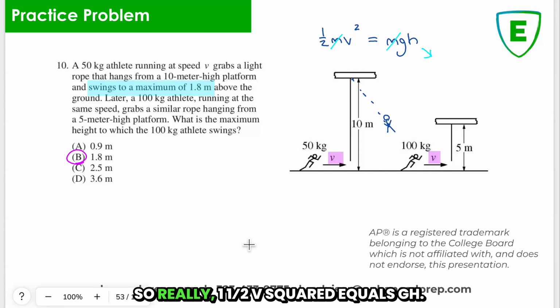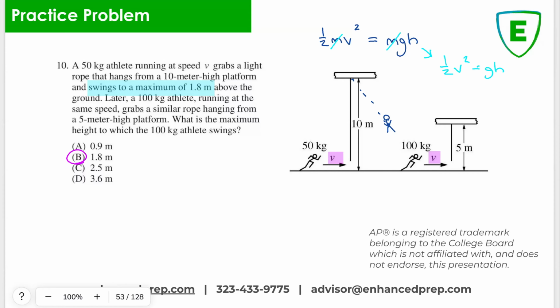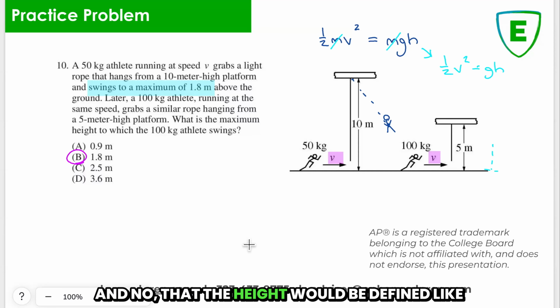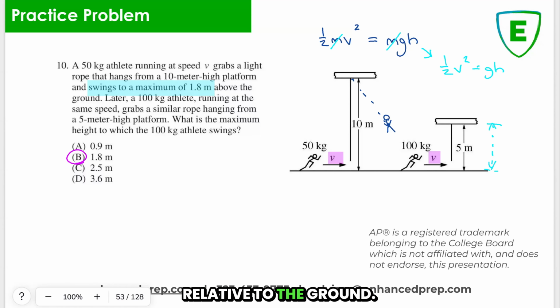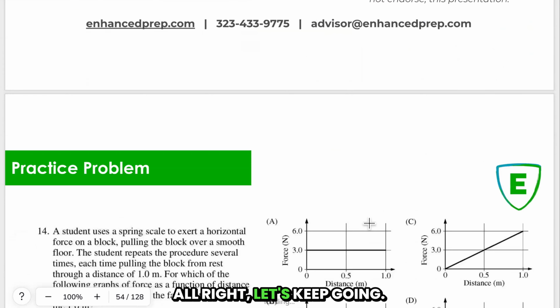So really, 1/2 v squared equals gh. So h only depends on the speed. I don't have to worry about mass. I don't have to worry about length. Those didn't factor in. And note that the height would be defined relative to the ground. So the height is not the length of string or rope that's there. All right, let's keep going.